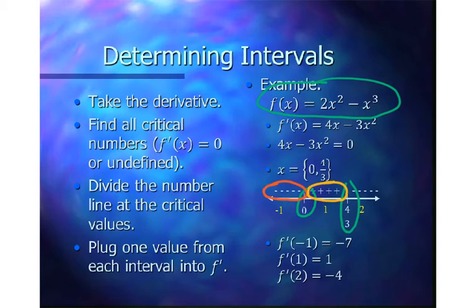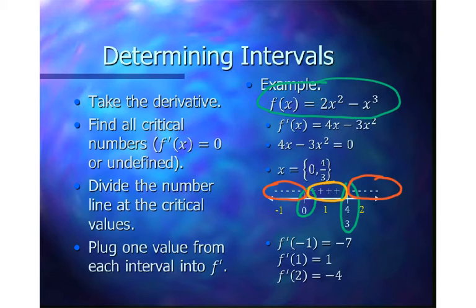And finally, I do the same thing with a number greater than 4/3. 2 sounds great, so I take 2 times 4, I get 8. And 2 squared is 4, 4 times 3 is 12, 8 minus 12 gives me negative 4. And so I see that I have another interval from 4/3 to infinity where this function is decreasing.